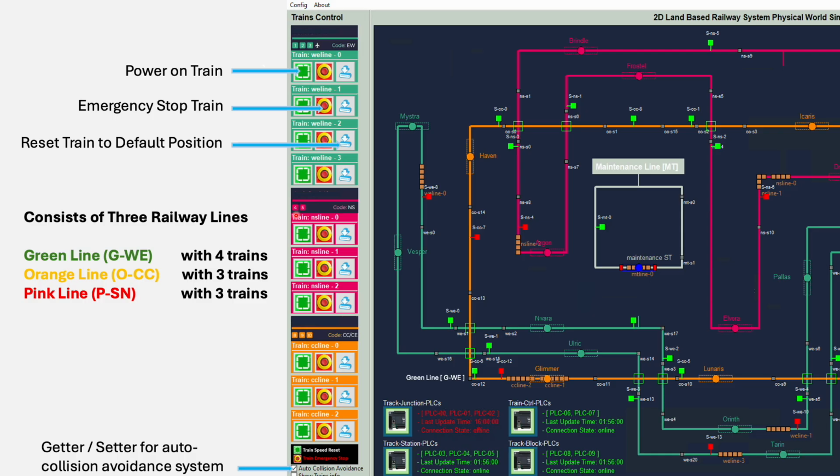Lastly, we have the checkbox for the auto collision avoidance system on all the trains. This checkbox is a getter and setter for the actual avoidance system on the trains, which lets the trains detect if there are any trains ahead to prevent collisions.